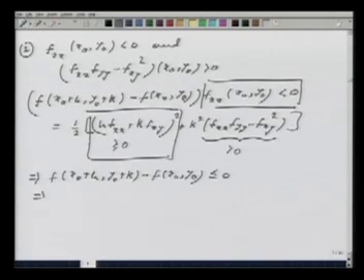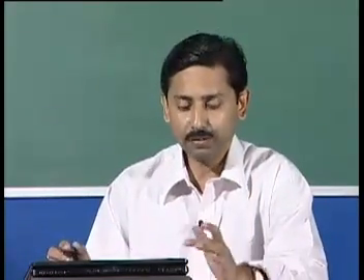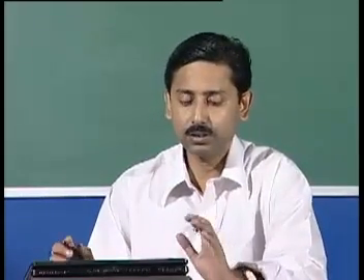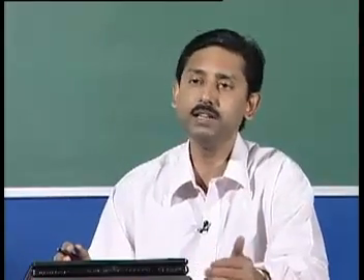This implies then that (x₀, y₀) is a local maximum, because (x₀+h, y₀+k) represents points in a disk around (x₀, y₀), and from my conditions I can see that in all points in a disk the value of the function is less than or equal to the value of the function at (x₀, y₀). That means the value of the function at (x₀, y₀) is larger than any other value in the disk. That means it's a local maximum.